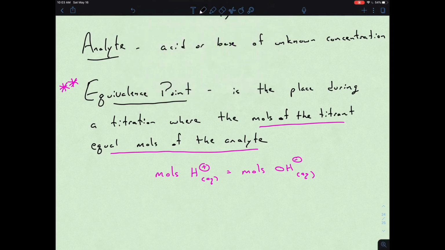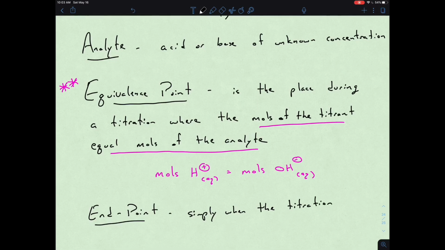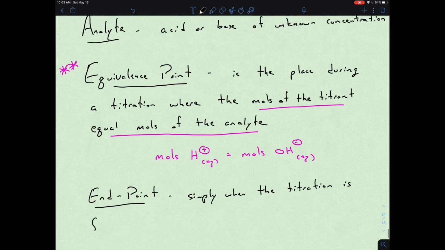Some other terms that we have are endpoint. This is simply when the titration is finished. This is when you have excess of the titrant.